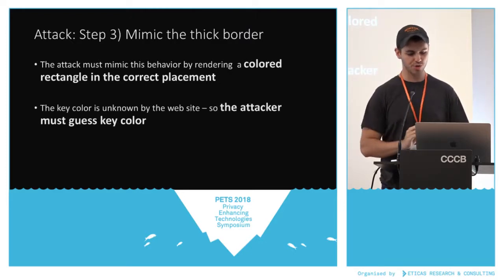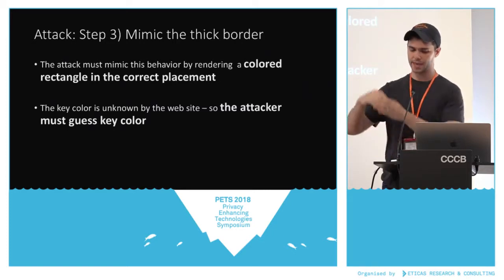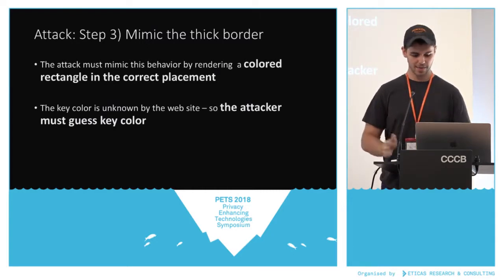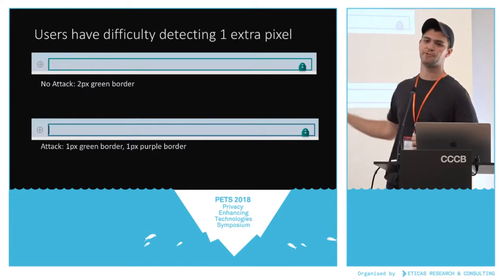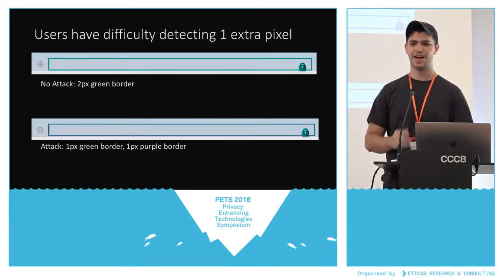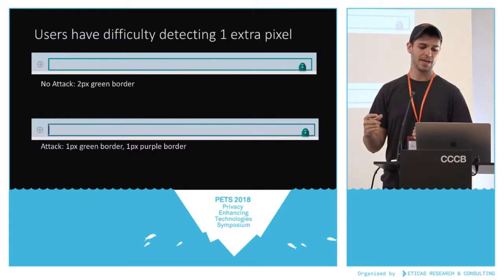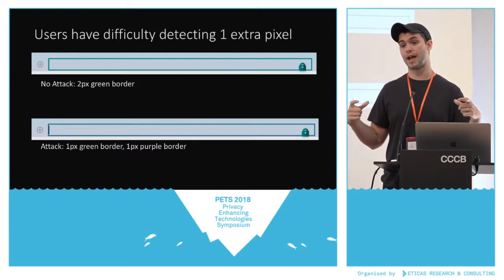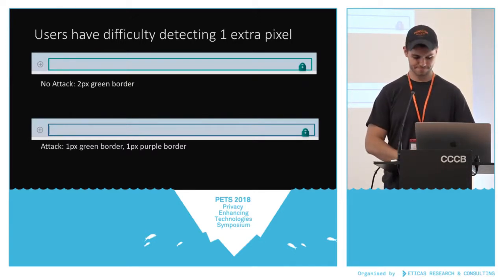Now the issue is I don't actually know the key color. The key color is a user-provided field that all of the key options are stored locally in local browser storage, and I don't have access to that. Thankfully, it's only 1 pixel, and I'm sure no one in here can tell the difference between these two pictures. The top is a 2-pixel green border, which is benign, there's no attack, and the bottom is if the user had a green border and I just naively guessed a purple border as the color, and you know what, I got it wrong, but I'm pretty confident users won't be able to tell.